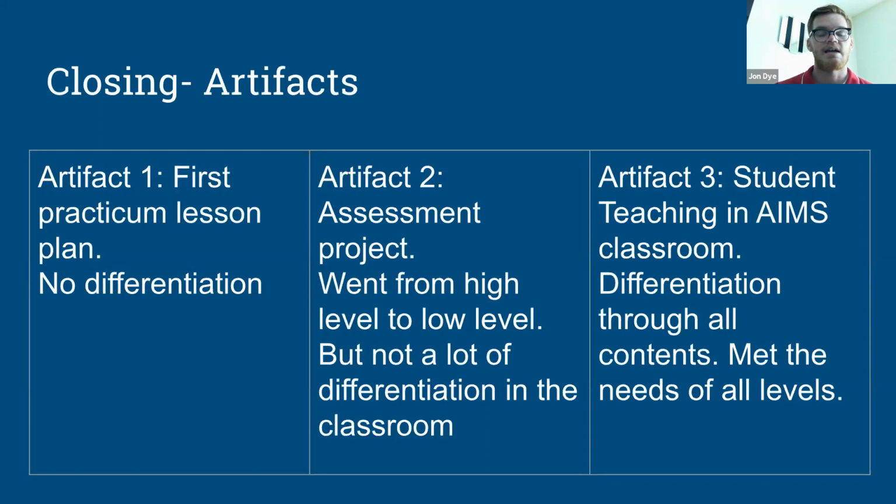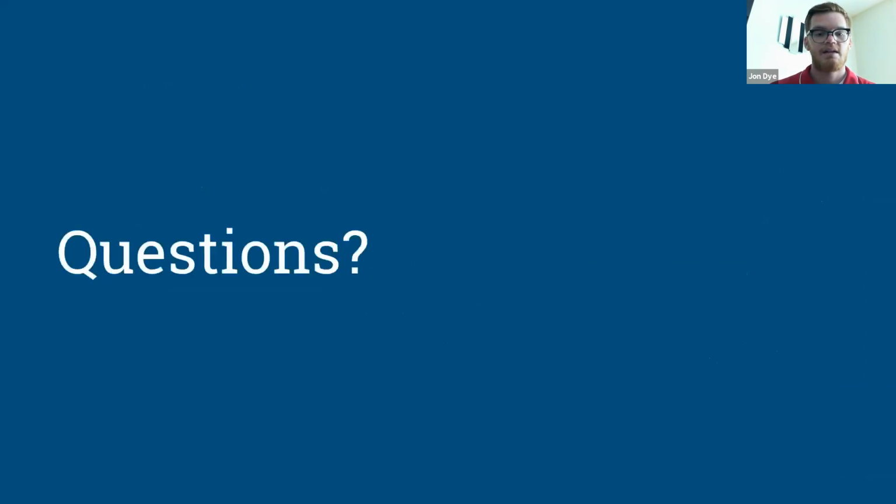The second artifact was the assessment project from MathBlog, where I went from a high level to a low level. There was differentiation, but it wasn't differentiation in the classroom where I had to see higher and lower level thinkers or students and differentiate that way. And then my third artifact was student teaching in an Ames classroom down here in Houston, where there was differentiation through all contents and it met the needs of all levels. And that was the end. And if there are any questions.